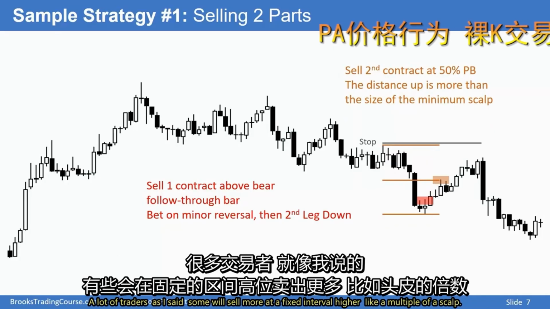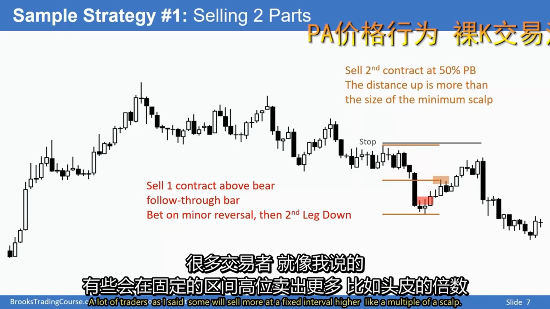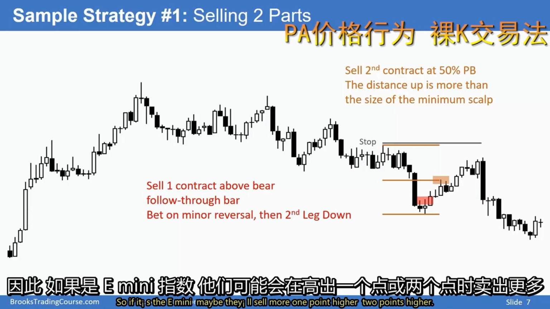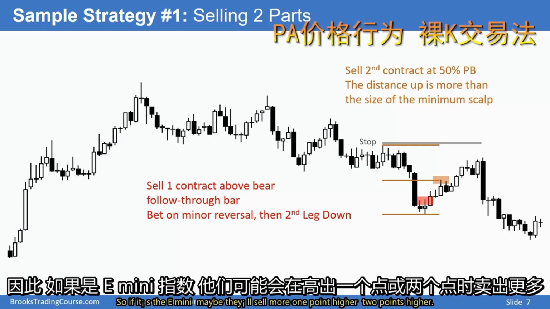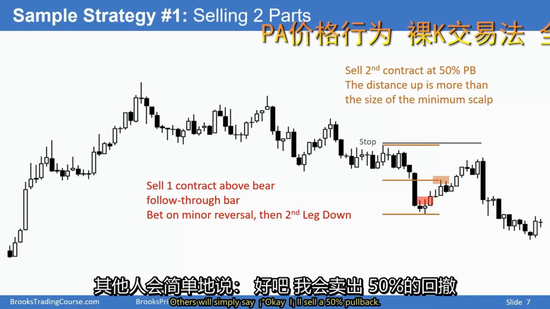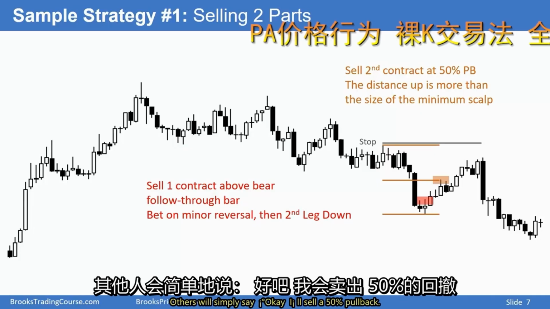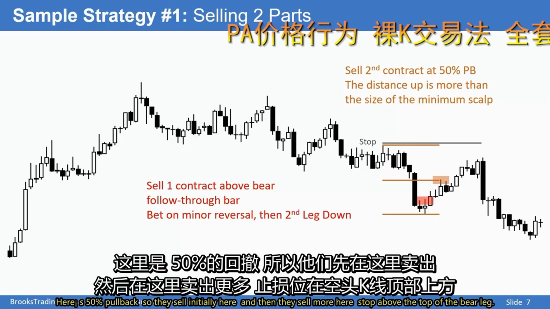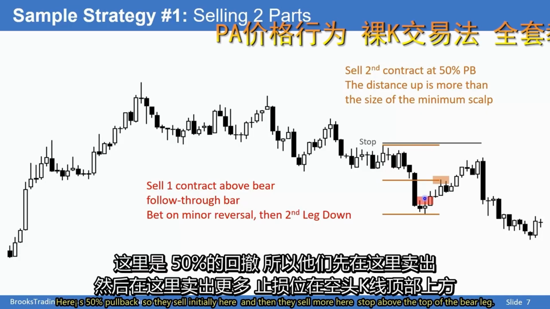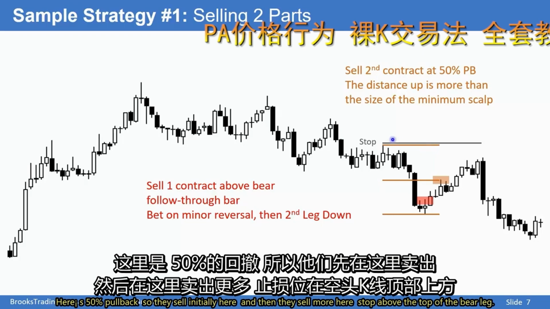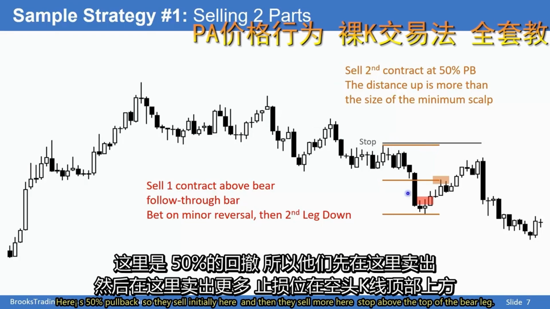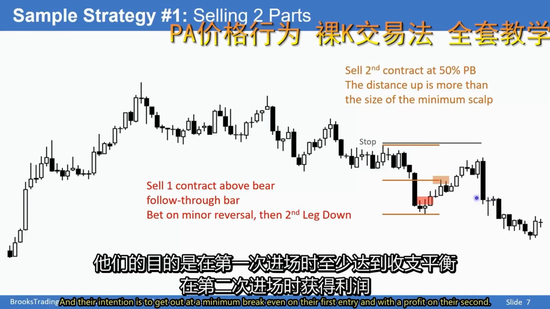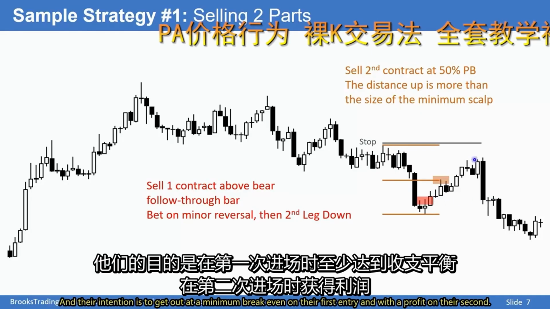A lot of traders, as I said, some will sell more at a fixed interval higher, like a multiple of a scalp. So if it's the E-mini, maybe they'll sell more 1 point higher, 2 points higher. Others will simply say, okay, I'll sell a 50% pullback. So the stop is up here, the bottom of the leg is here, here's 50% pullback. So they sell initially here, and then they sell more here, stop above the top of the bear leg. And their intention is to get out at a minimum, break even on their first entry, and then with a profit on their second.